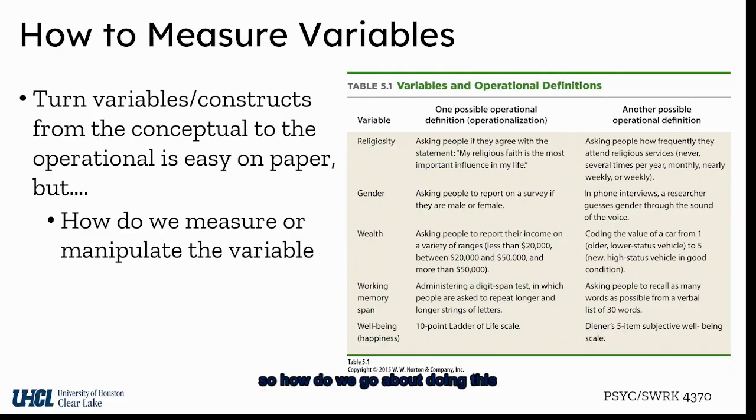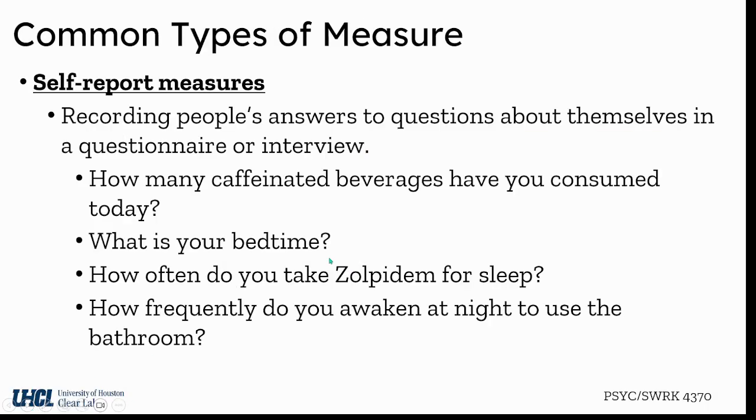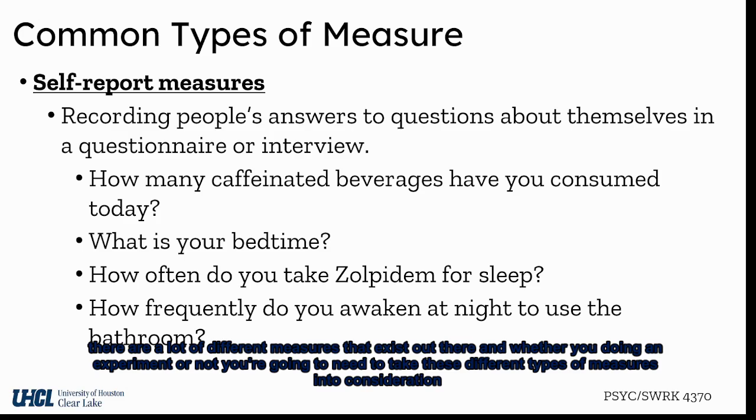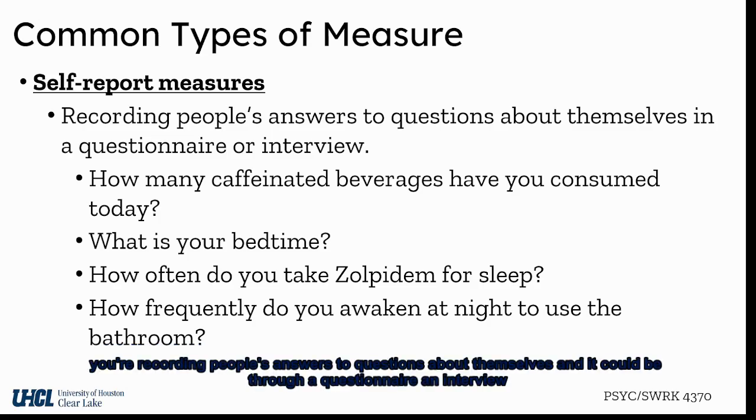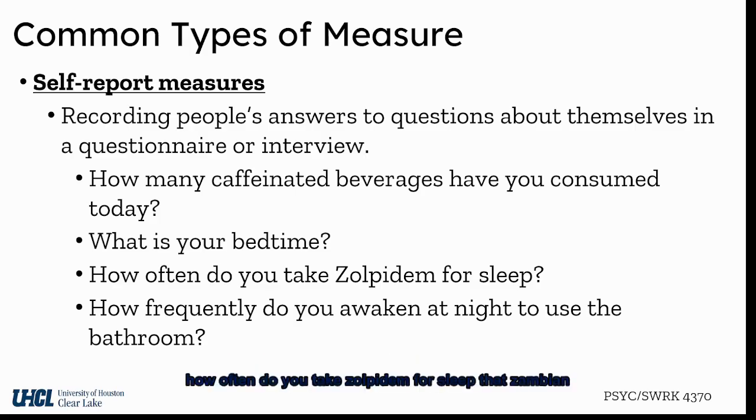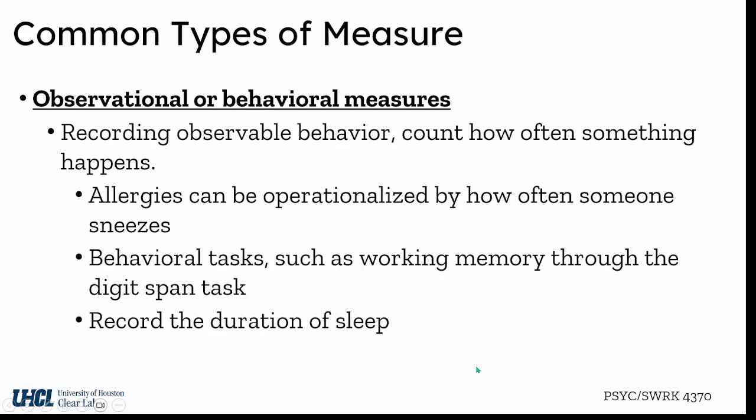So how do we go about doing this? There are a lot of different measures that exist out there, and whether you're doing an experiment or not, you're going to need to take these different types of measures into consideration. When we use self-report measures, you're recording people's answers to questions about themselves, and it could be through a questionnaire or an interview. We might ask questions like, how many caffeinated beverages have you consumed today? When's your bedtime? How often do you take Zolpidem for sleep? That's Ambien. How frequently do you get up in the night to go to the bathroom? Those are all self-reported measures.